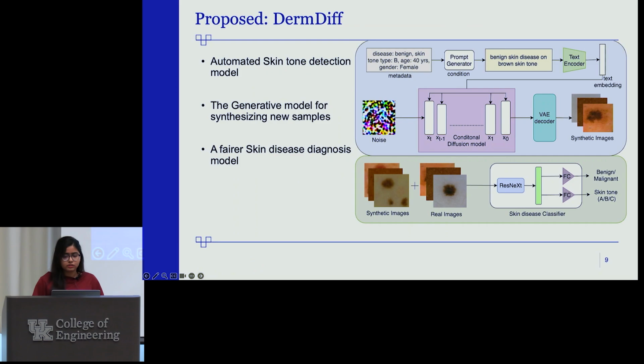So in the DermDiff architecture, we propose 3 components. First, we propose an automated skin tone detection model, which will detect skin tone type A, B, or C from a dermoscopic image. Second, we propose a generative model to synthesize specific dermoscopic images. And lastly, we propose a fair skin disease diagnosis model to predict skin disease, like whether it's a benign or malignant case.